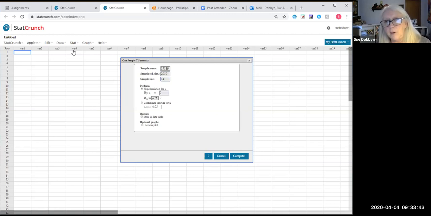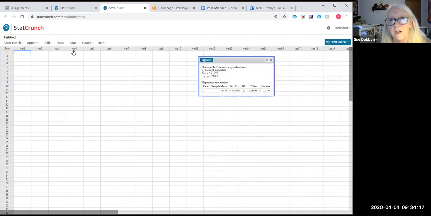But you need to tell it what the mean is in the null hypothesis. So you need to put in there 21,000. And then in the next line down, you have to identify the alternative hypothesis. In this case, it is less than. If you fail to match this up with the correct alternative hypothesis, it'll still blab out results. They'll just be wrong. Okay, so once you've got that filled in, you hit compute.